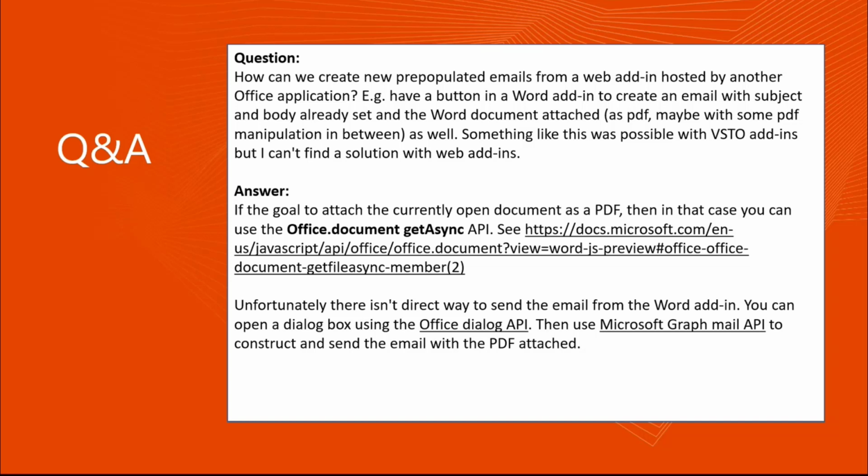Here, if the goal is you want to attach the currently open document, like your Word document as a PDF, then you can use the Office.context.document.getFileAsync API, which has an option to give you a PDF version. There's a link to the documentation for that.